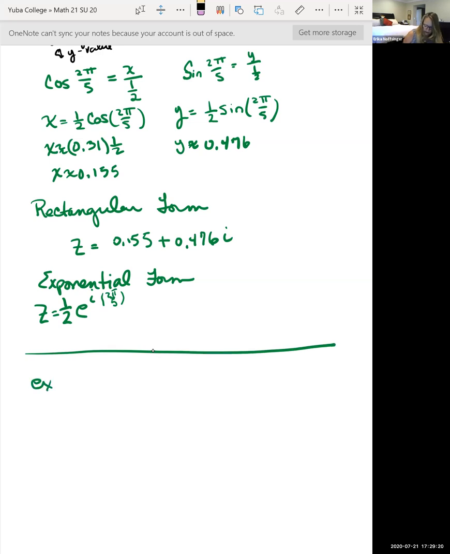Okay, I apologize about that. Z is equal to, let's go back to that same one. So z is equal to 1/2 all times cosine of 2 pi fifths plus i sine of 2 pi fifths. And they ask us now to take that and raise that to the 5th power.